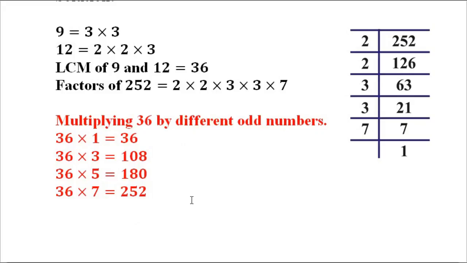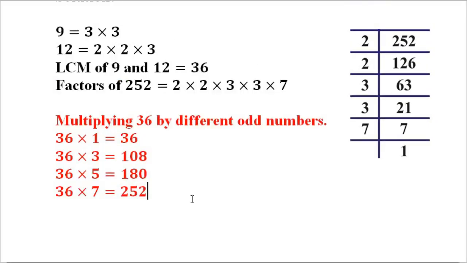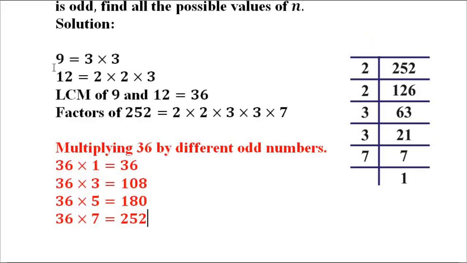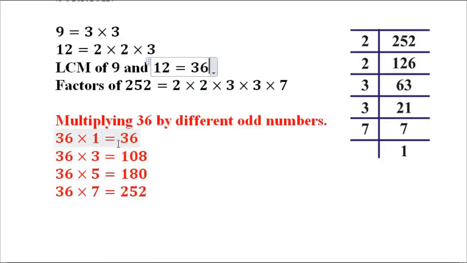There might be another method to find the possible values of n, but this method is quite easy. All you have to do is prime factorize the numbers 9 and 12. Next, find out their LCM, which is 36. Multiply 36 by different numbers until you get the number 252.